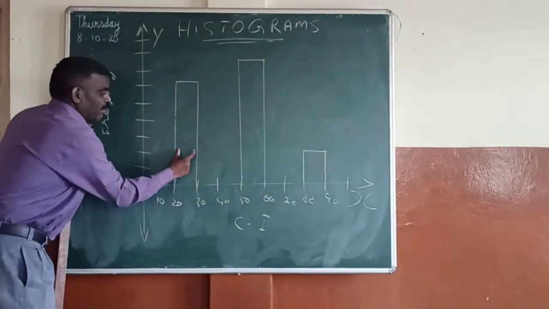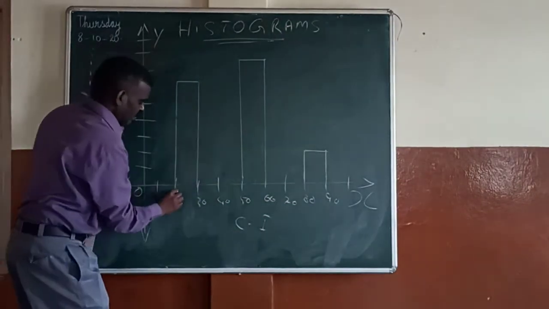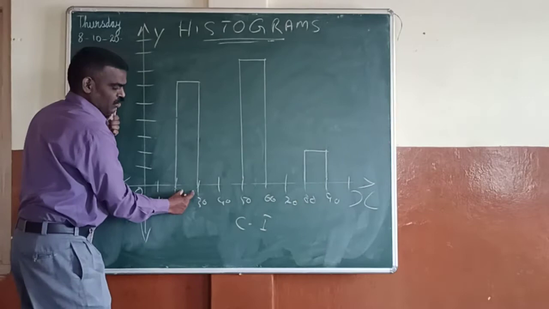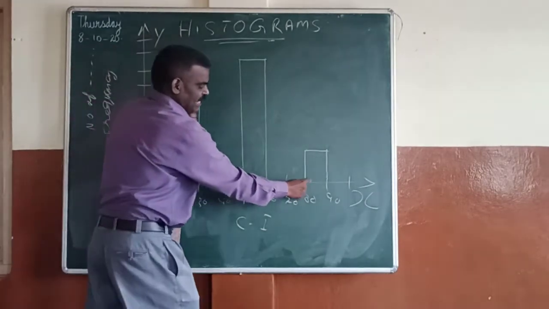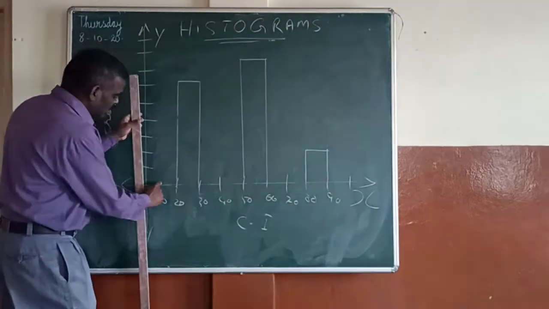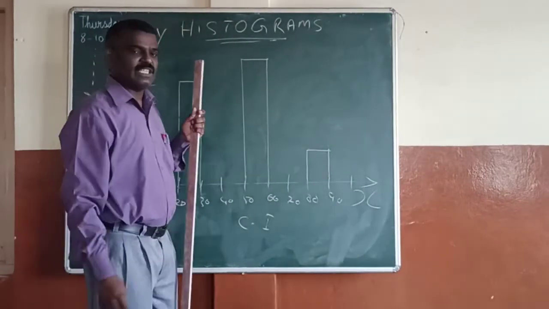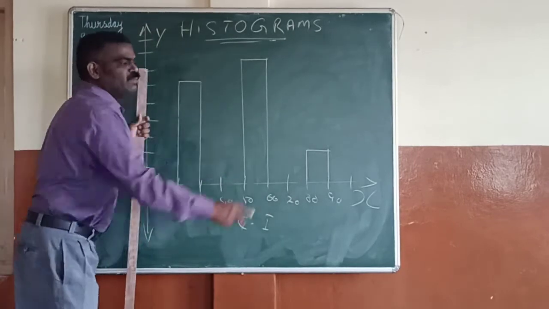And the width of the bar should also be equal everywhere. Here we get how many? 20 to 30, 10; 50 to 60, 10; 80 to 90, 10. Clear now? Suppose you are giving only 1 centimeter gap, then everywhere 1 centimeter. It is not necessary that every time you have to give 2 centimeter.